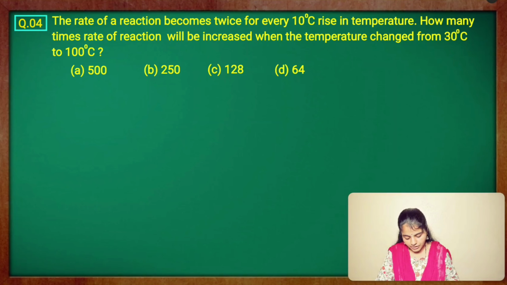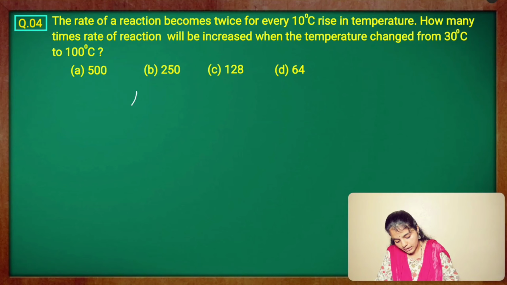Here you have another question. The rate of reaction becomes twice for every 10 degree rise in temperature. How many times will the rate of reaction be increased when the temperature is changed from 30 degrees centigrade to 100 degrees centigrade? Option A, 500; option B, 250; option C, 128; and option D, 64. So the rate of reaction becomes twice for every 10 degree rise in temperature. So therefore, the temperature coefficient mu is 2. And here, the temperature is changing from 30 degrees centigrade to 100 degrees centigrade.